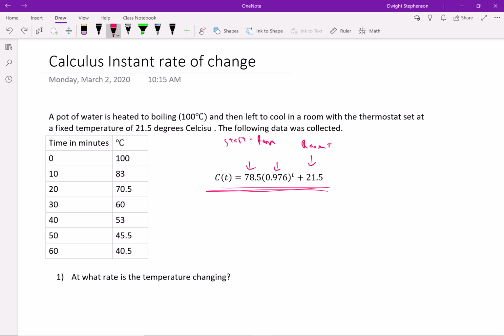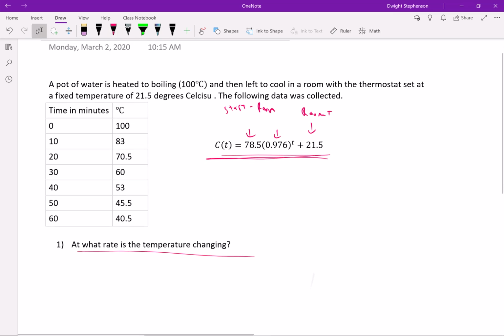What we're going to talk about is, maybe you want to answer this question: at what rate is the temperature changing? So we want to know how fast the temperature is changing as time goes by, right? Is it changing by 2 degrees Celsius per minute, or 5 degrees Celsius per minute? This question can't actually be answered that easily, because let's say I wanted to consider these 2 points, right?